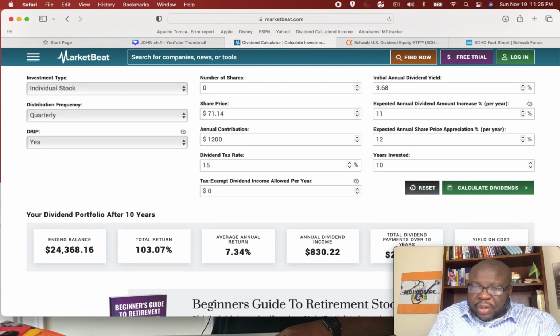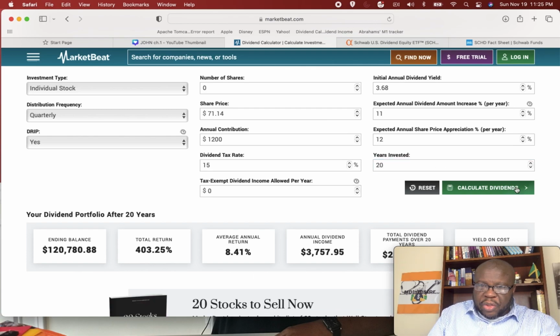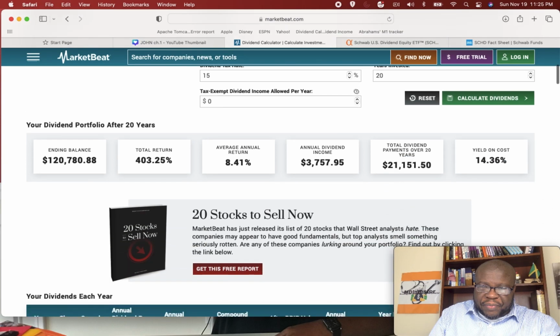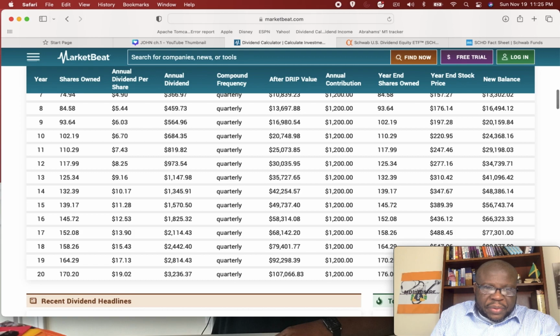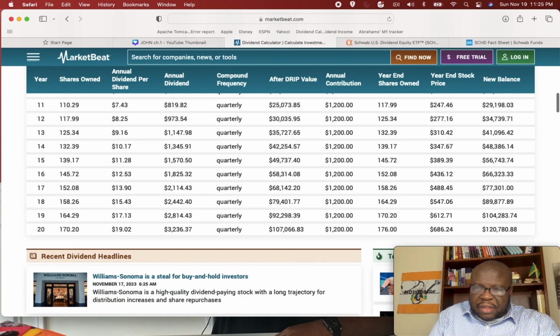We can go to year 20, but you see that we're only doing $100 a month. So let's go to year 20 and see. With $100 a month, after 20 years, we are having an annual dividend of $3,000. So not too great. But the new balance, meaning the value of our portfolio, is worth $120,000.